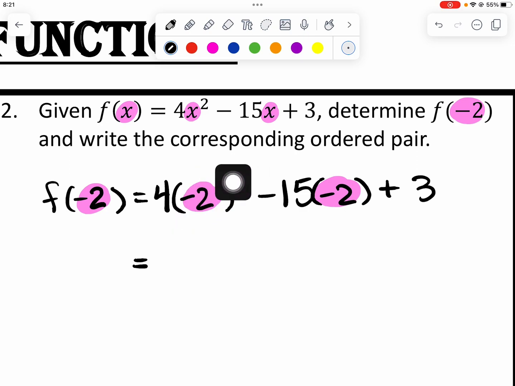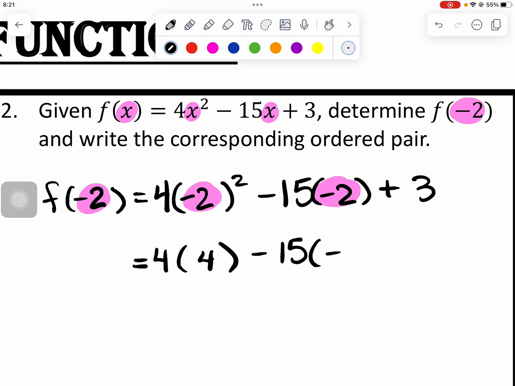The exponent only belongs to what it's touching. So this squared is only touching the parentheses, so it's negative 2 squared. Negative 2 times negative 2 is positive 4, and then minus 15, parentheses, negative 2.